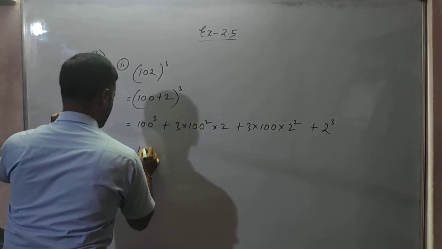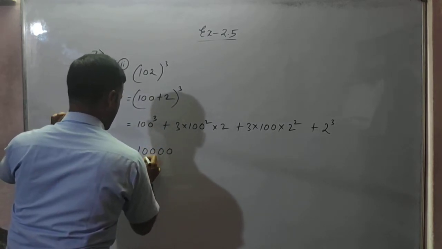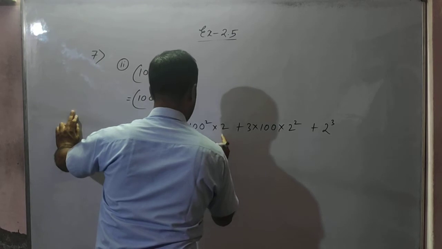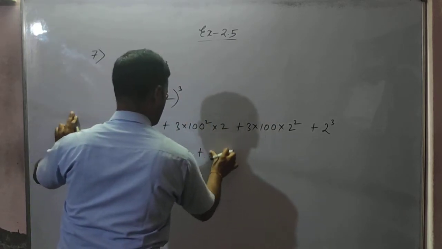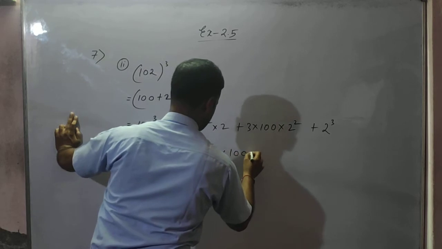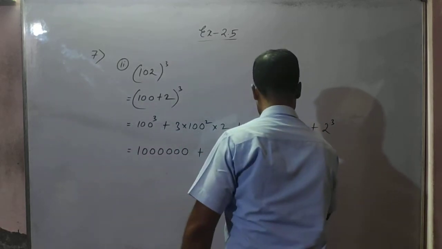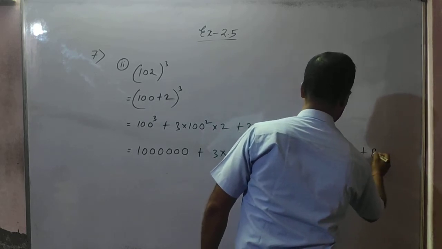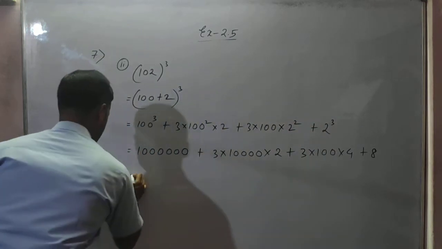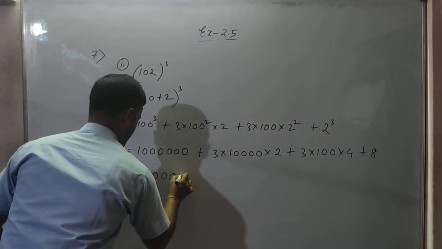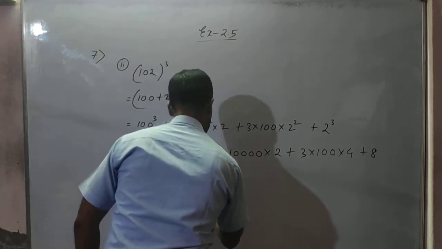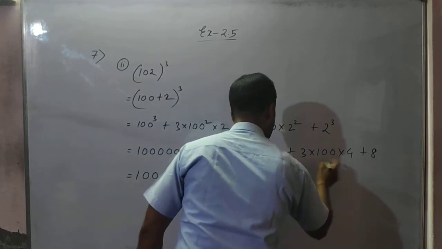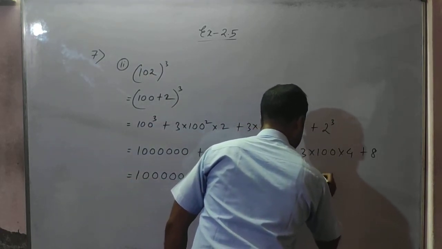So 100 cube will be after 1, 6 zeros. So 3 into 100 square into 2, and 3 into 100 into 4, plus 8. 2 cube means 8, isn't it? So after 1, 6 zeros, and 3 into 2 is 6, then 3 4s are 12. 1200 plus 8, isn't it?